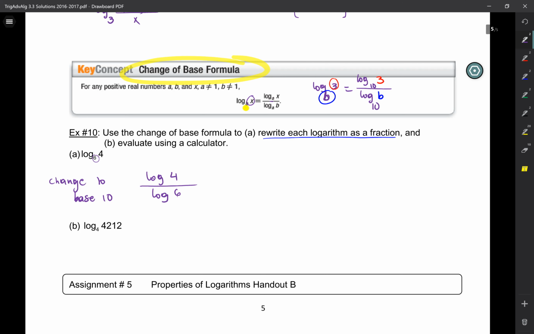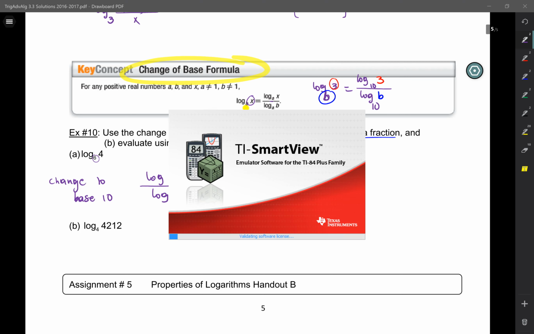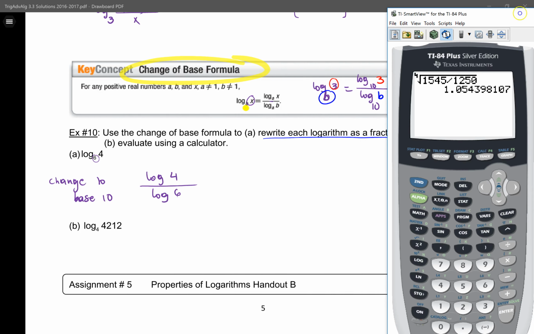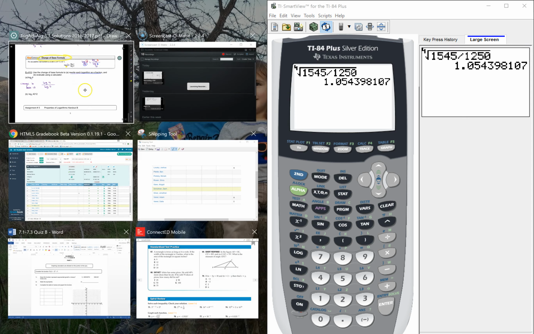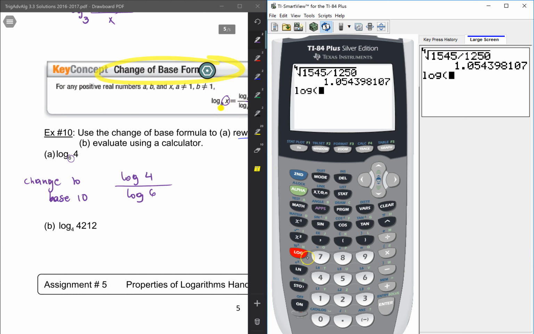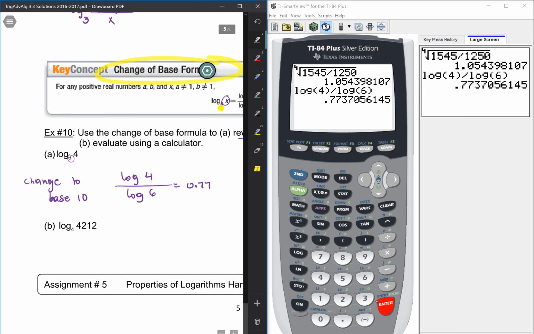Okay, so we always change it to a base 10. The reason why is these calculators, like the scientific ones and the graphing ones, until very recently always had a built-in base of 10. So we could never put anything into the calculator with a different base. So we would always have to change the base to a base of 10 and then put it in the calculator. So now I can put this in the calculator. It will be a decimal. Log of 4 divided by log of 6, not base, but log. And you have this one. So this is 0.7737.